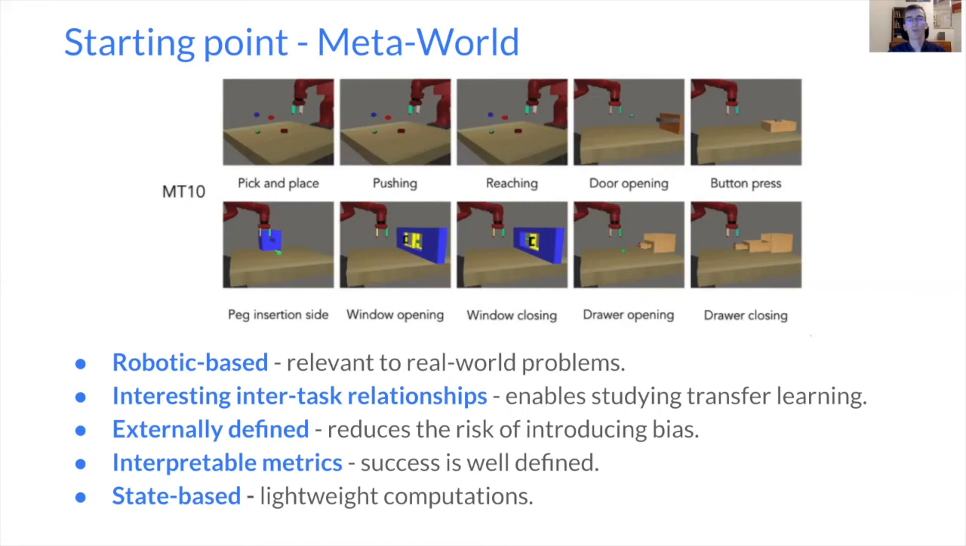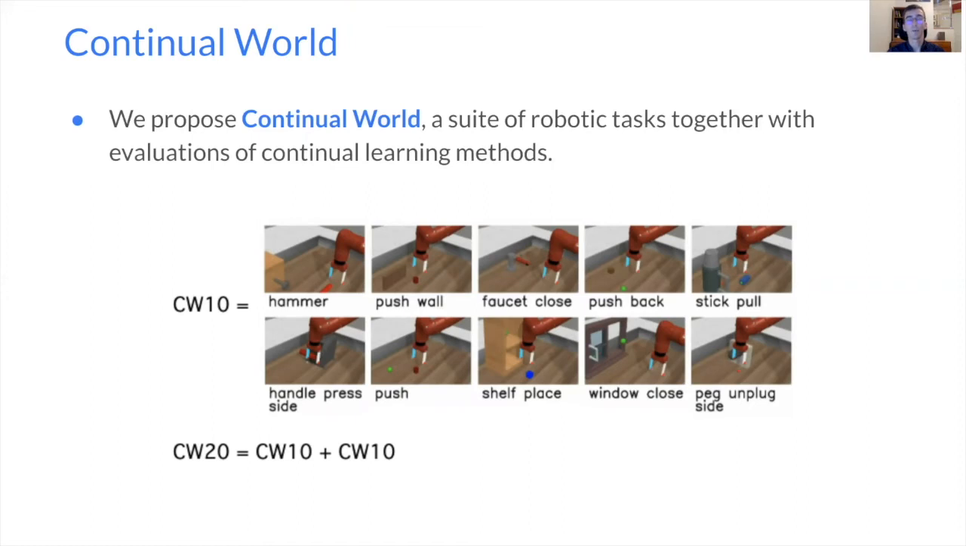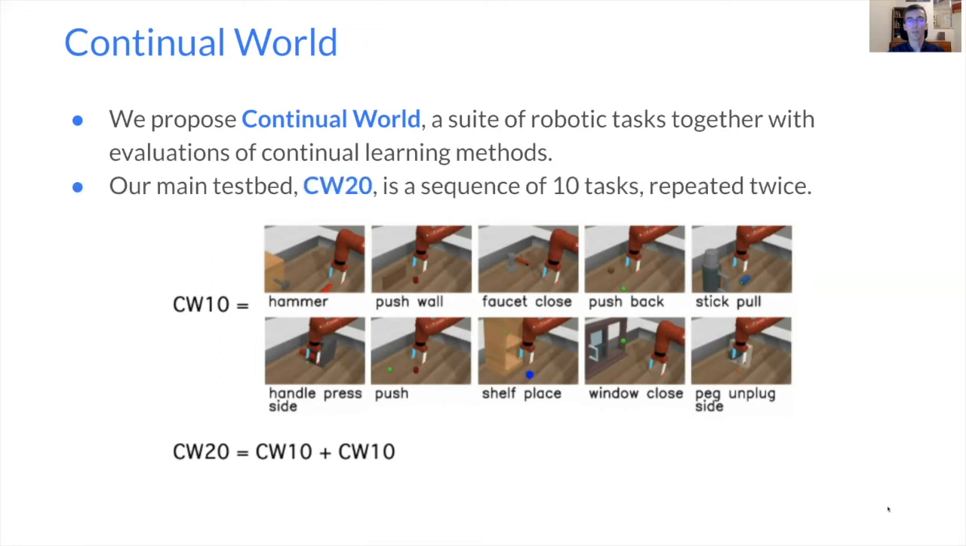We can also mention here that this all bases on MuJoCo, which is a physics simulation engine, and it has recently been made available for free. So now everyone can use it. We name our benchmark Continual World. So this benchmark is a suite of robotic tasks, which comes together with evaluations of different continual learning methods. And our main test bed is dubbed CW20, and it is a sequence of 10 tasks, which is repeated twice.